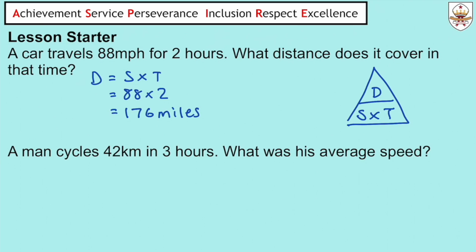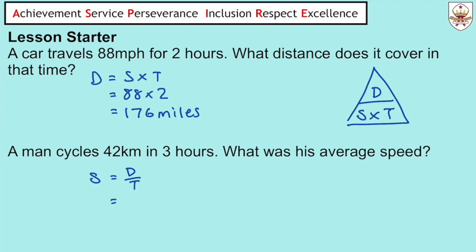Okay, let's look at the second question. A man cycles 42 kilometers in 3 hours. What's his average speed? Again, going back to the speed, distance, time triangle, the thing we're looking for is the S, the speed. So we would cover the letter S with our thumb, and we would see that we would have D over T. So let's write that out: S is equal to D divided by T.